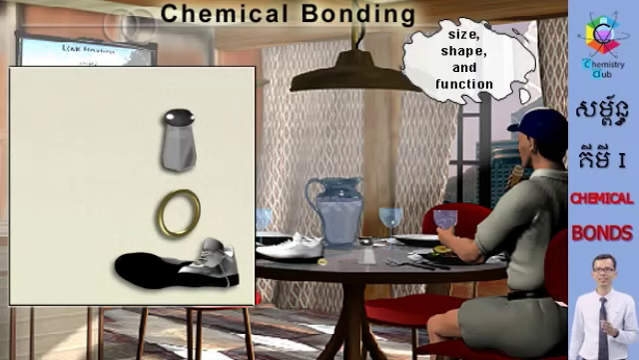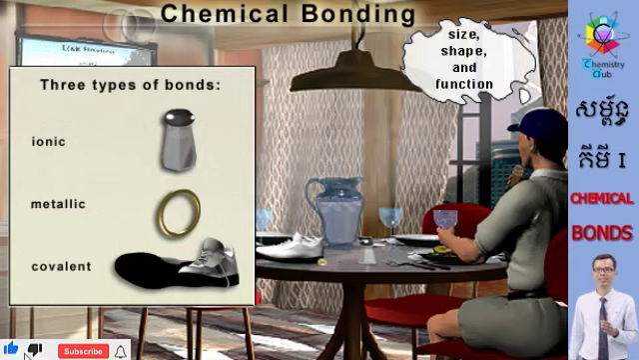Depending on the atoms involved, three different types of bonds can occur: ionic bonds, metallic bonds, and covalent bonds. In this program, you will see which elements participate in the different bond types, how each type of bond is formed, and the properties that each type of bond confers upon the compounds formed.